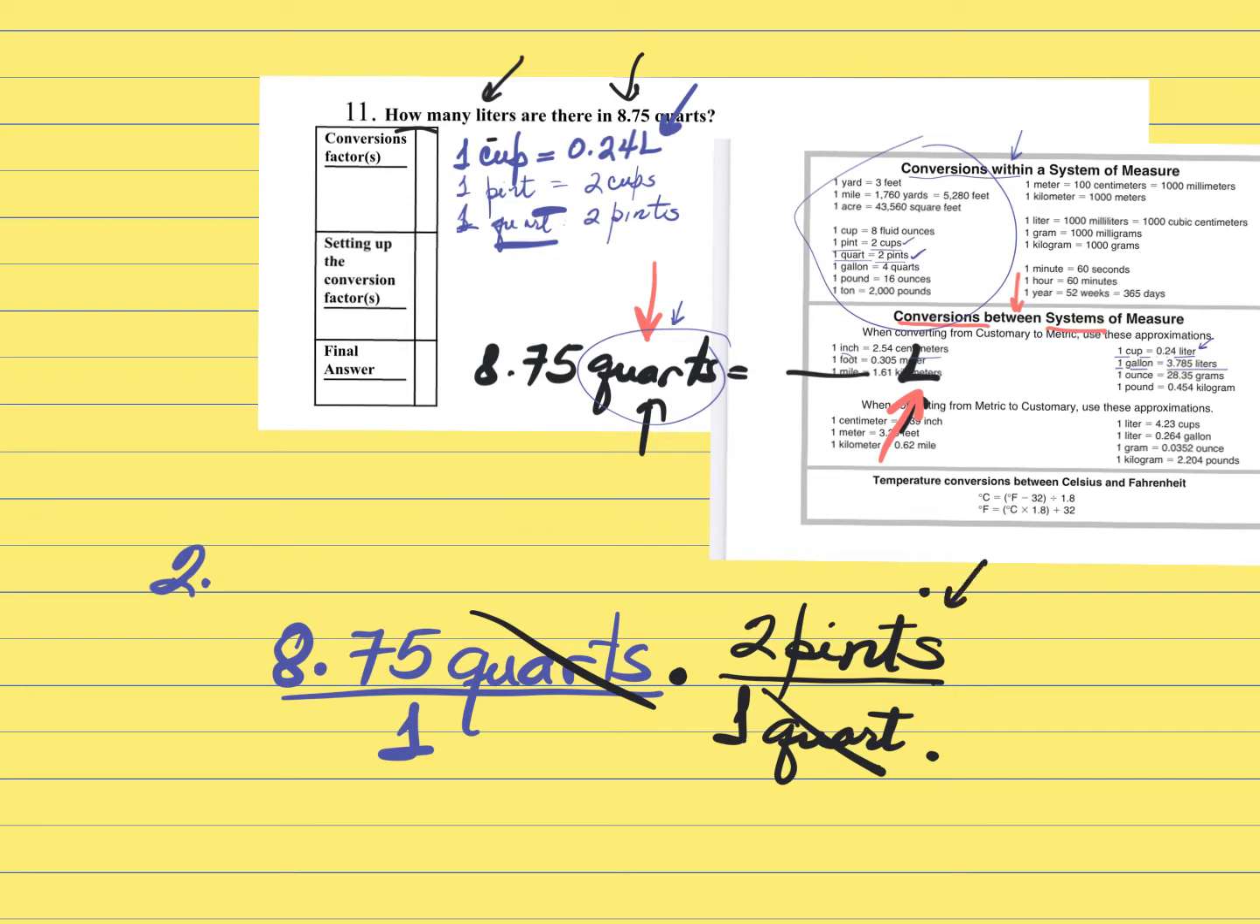But I don't want this. No way, Jose. I want my final answer in liters. So I'm going to multiply by another conversion factor. If I want to get rid of the pints, where do I need to put the pints? Numerator or denominator? Of course, pints in the denominator. 1 pint, 2 cups. See that? I'm going to cancel the pint, meaning that I have the final answer in cups.